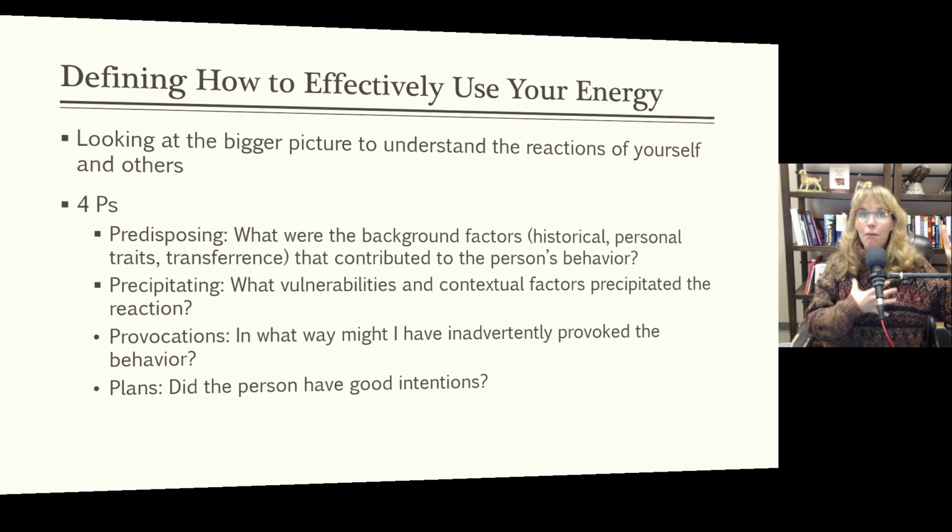So predisposing factors: what factors are inherent in the person? Precipitating factors: what's going on right now that may have made them more irritable, more judgmental, more suspicious? Provocations: in what way might I have inadvertently provoked or caused this behavior? And ultimately, did the person have good intentions? You can apply that to yourself or you can apply it to other people. But it many times helps you develop a greater sense of compassion and empathy when you start looking at the bigger picture.